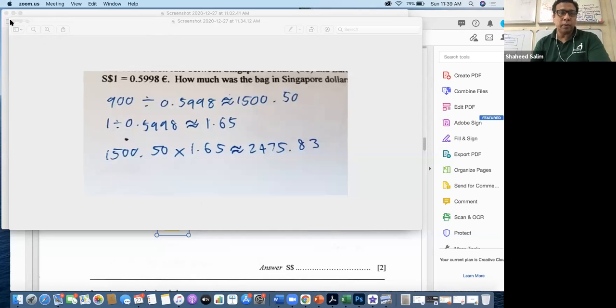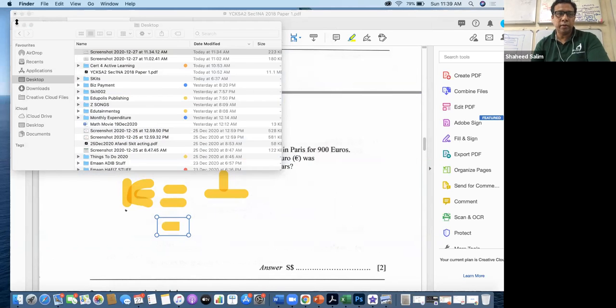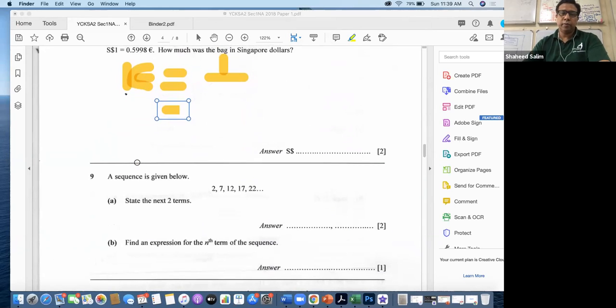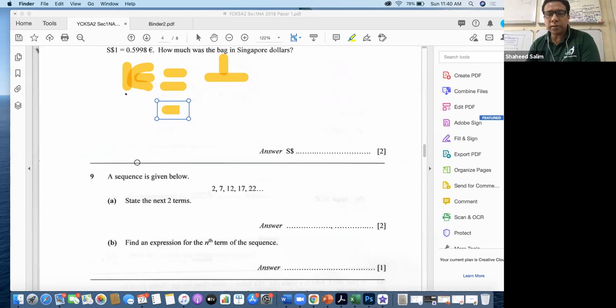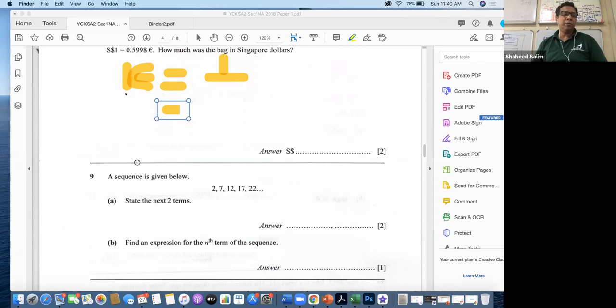Anyway, so we've done this one. This is okay. Form and algebraic form. Okay, so you have done it. All right. And here, your sequence. 27 and 32. Okay, so you add by 5, right? Find the nth term. You can do this.